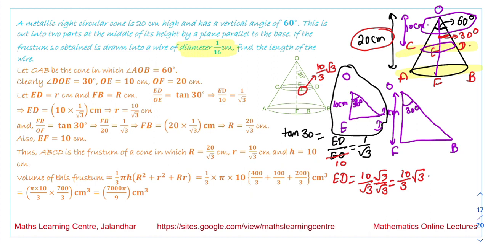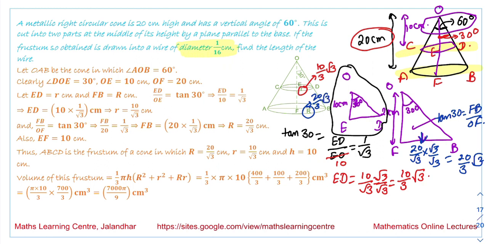Similarly, if we are talking about the second triangle, the value of this side that we will have, if we write tan 30, that will be equal to FB over OF, and the answer we will obtain will be equal to 20 by root 3. So it is root 3 by root 3. So the answer we will obtain is 20 by 3 root 3. The value of capital R we obtain is 20 by 3 root 3.